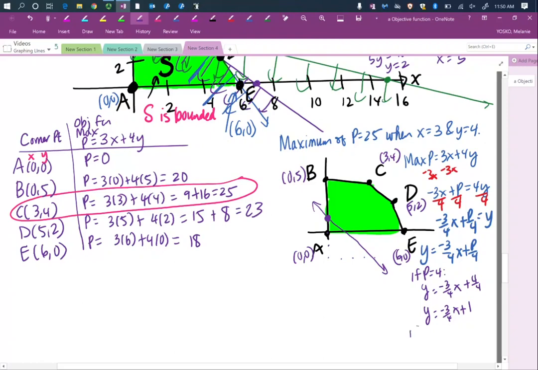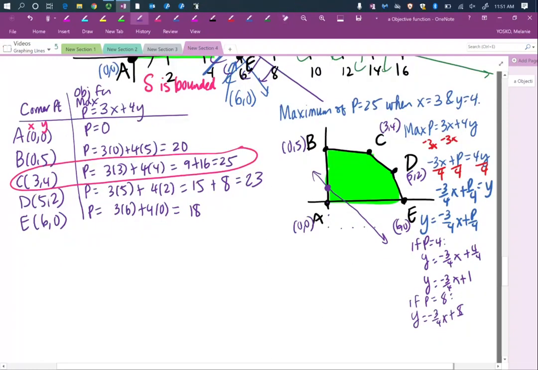I'm just picking multiples of 4 so you can see. What if P is 8? y equals negative 3/4 x plus 8 over 4. y equals negative 3/4 x plus 2. So now your intercept would be 2, but your slope would be the same. And we're going to keep doing this. Now remember, P doesn't have to be a multiple of 4. But what we're doing is drawing these lines and trying to figure out what value of P gives us a maximum. This is what is happening graphically.